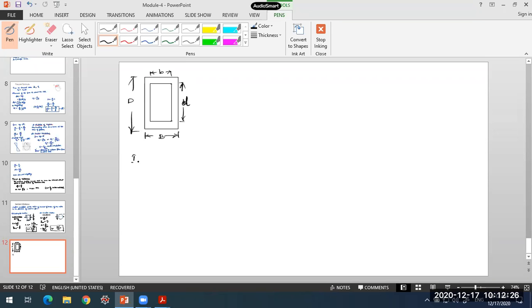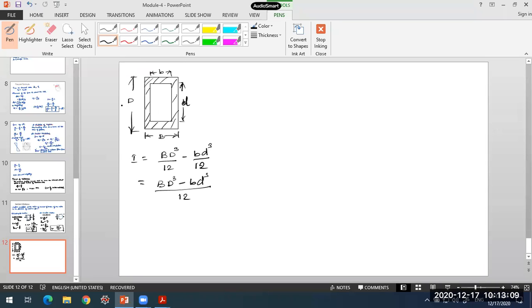So in this case, the I value will be B D cube by 12 minus b d cube by 12. It is the moment of inertia of the outer rectangle minus the moment of inertia of the inner rectangle, because that is being removed from this total area. So I have to deduct that. So this will be the moment of inertia: B D cube minus b d cube, divided by 12.